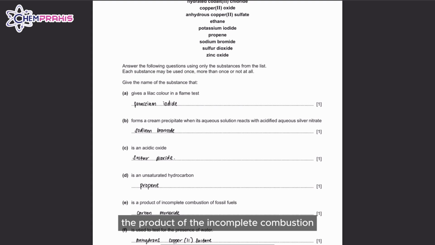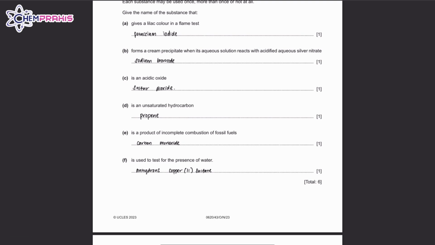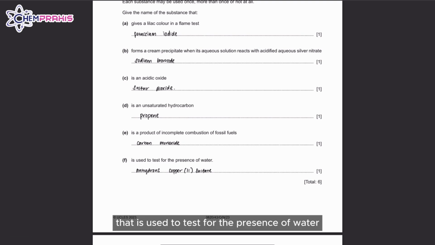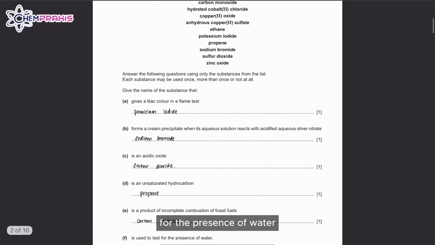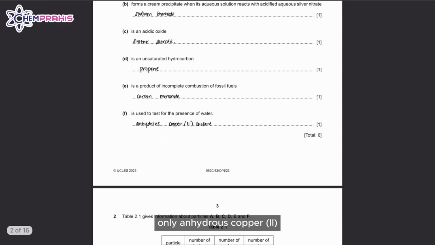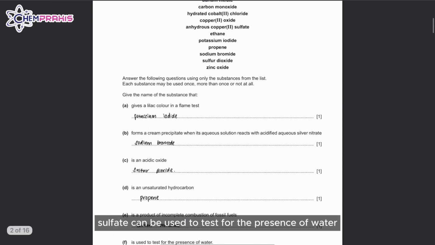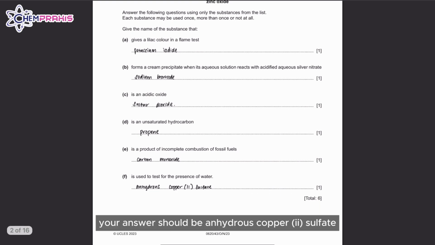The product of the incomplete combustion of fossil fuels is carbon monoxide, and hence your answer would be carbon monoxide. Give the name of the substance that is used to test for the presence of water. There are two substances that are used to test for the presence of water. However, from the list, only anhydrous copper 2 sulfate can be used to test for the presence of water, and hence your answer should be anhydrous copper 2 sulfate.